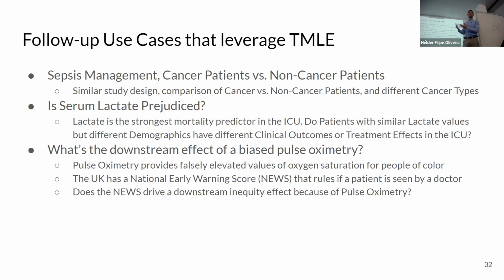And what we're interested in is the downstream effects of such a device when you have a score like this one, the National Early Warning Score in the UK, which is a score that is applied in the whole UK to tell if the patient has to be seen by a doctor or not. That score takes into account the values of SpO2. If the value of SpO2 is under 90%, it means that the patient might be in hypoxia, and that will increase the score and the likelihood of being seen by a doctor. But if the value is over 90, the doctor will probably have a falsely reassuring sense that the patient is well when they're actually not.